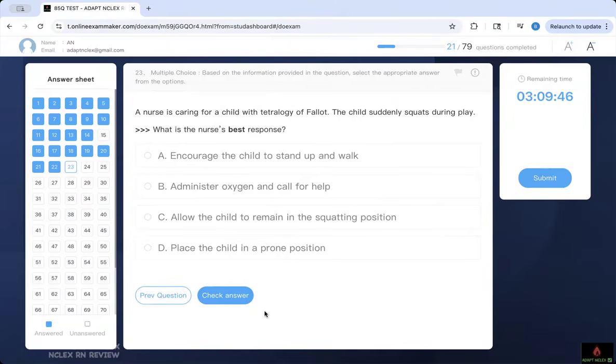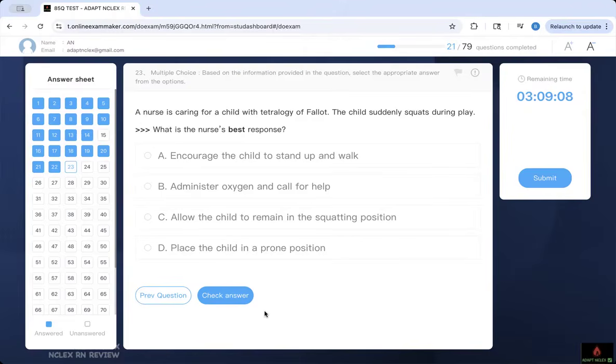But this is test taking strategy. 85 questions from my Q bank to show you test taking strategy, areas to focus for your NCLEX. And this is caring for a child with what? Tetralogy of Fallot. You should expect what the question is going to say. Just by saying that, I know. If you master it, you can say, oh, I know what they're going to ask me. The child suddenly squats during play, tet spell. What is the next best response? What do you think? Encourage the child to stand up and walk, administer oxygen and call for help, allow the child to remain in the squatting position, place the child in the prone position. Concept, concept, concept.